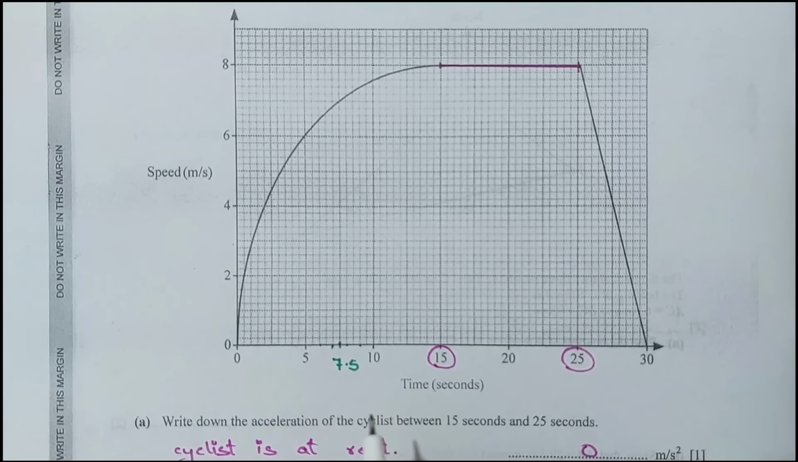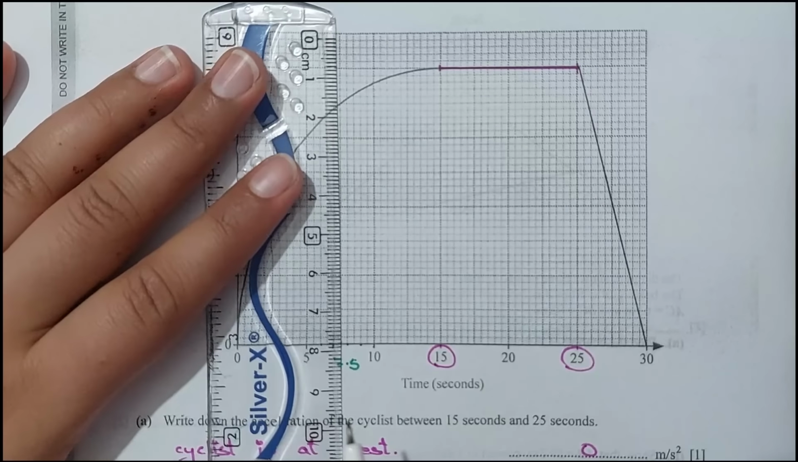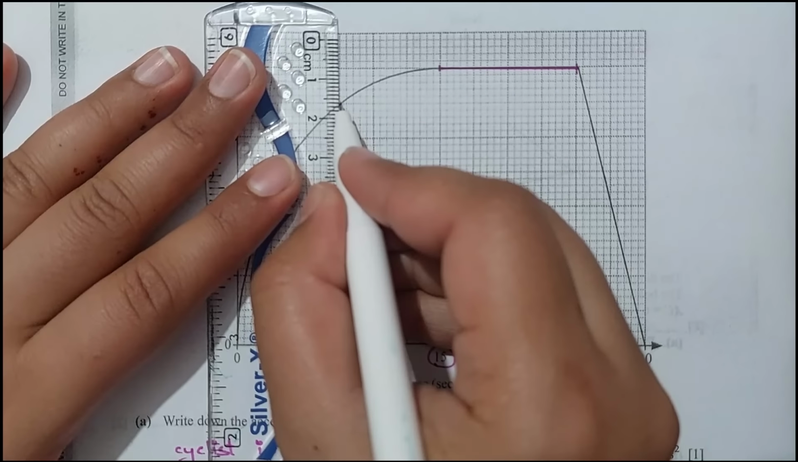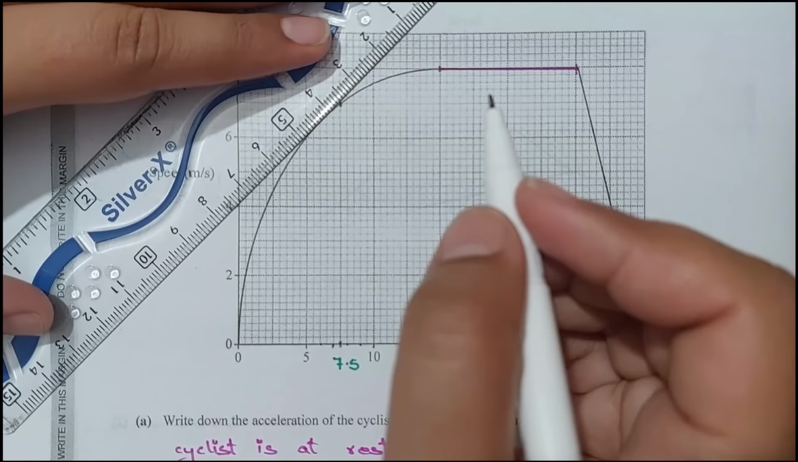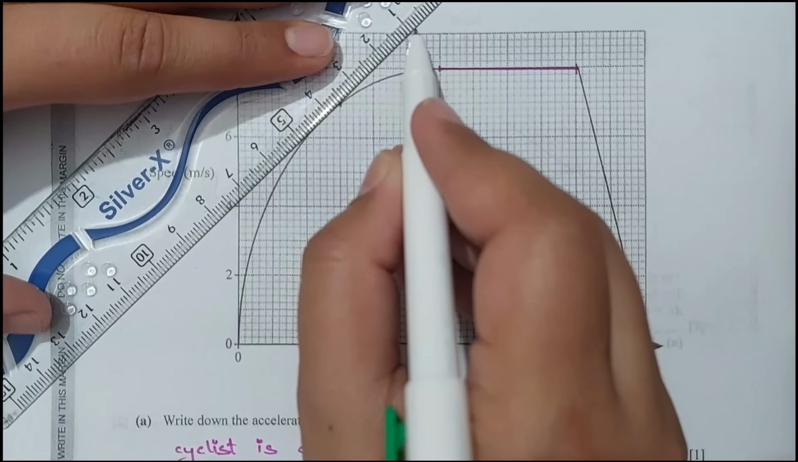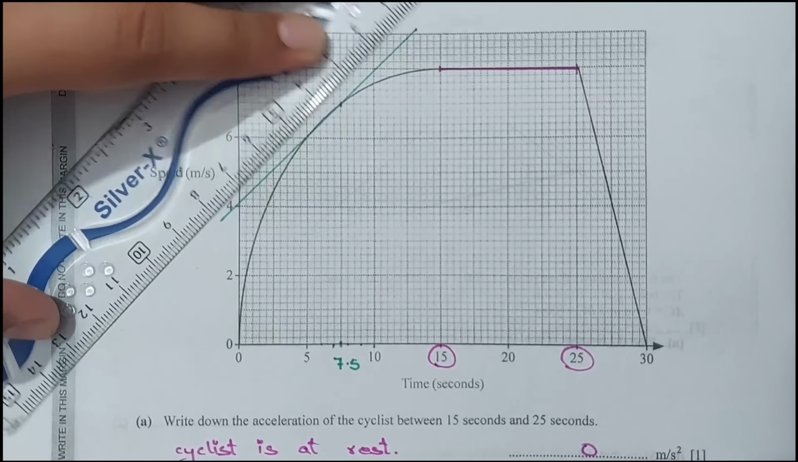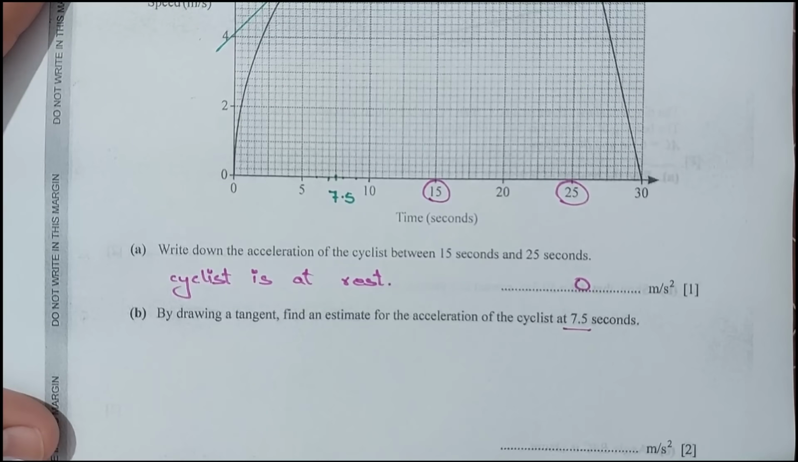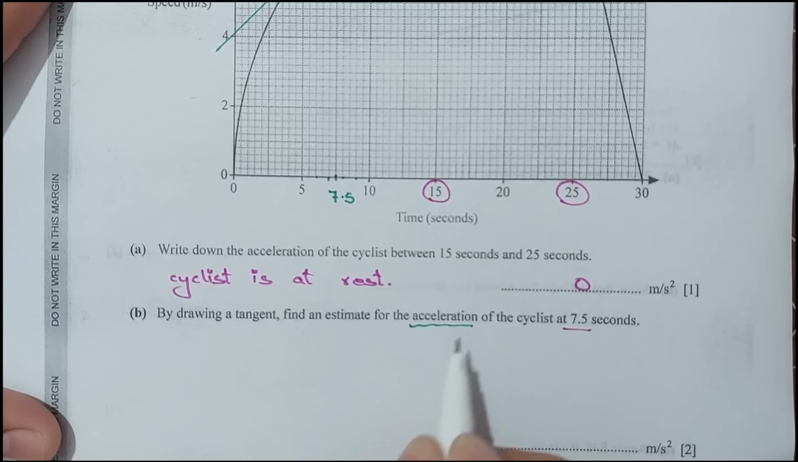First we have to draw the tangent. This point is 7.5. Let me draw the tangent. Okay, so we drew the tangent. Now we have to estimate the acceleration. Acceleration is basically the gradient.